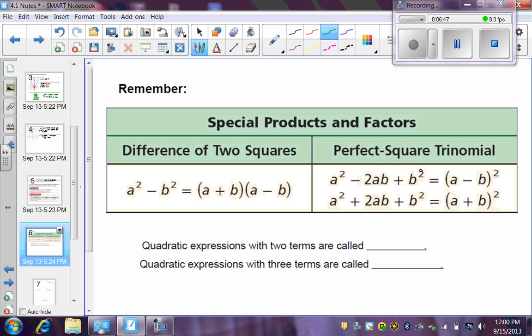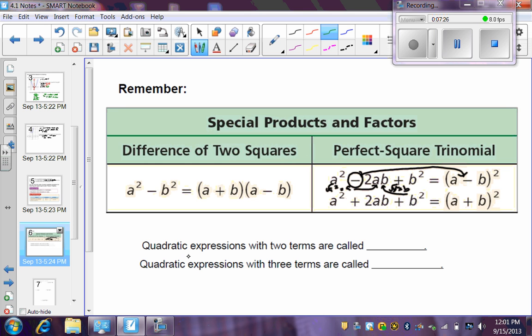And the perfect square trinomial, where if you notice the first term is a perfect square, the last term is a perfect square, and the middle term is twice the product of the two numbers when you take the square root. So the square root of a squared is a, so that number went there. And the square root of b squared is b, so that number went there. And then whatever sign is in front of your middle term is the sign that went in the middle of the factored form.